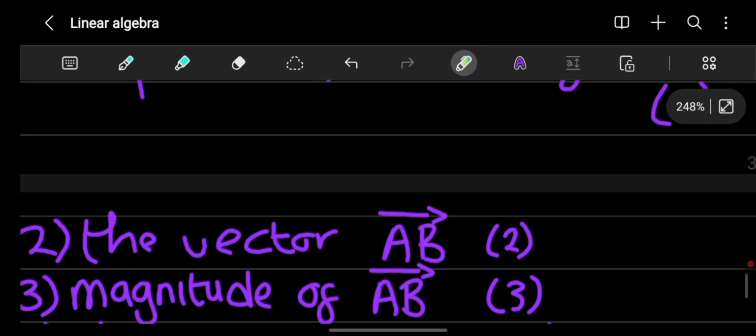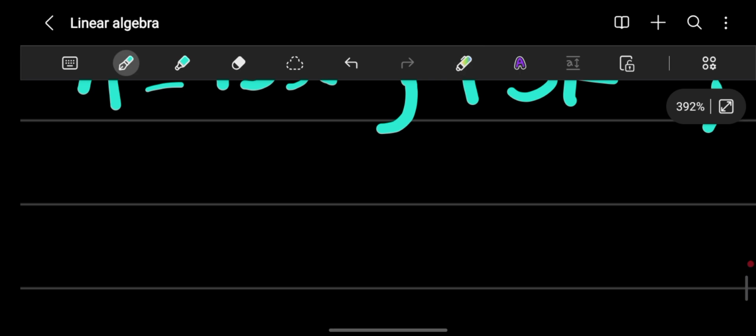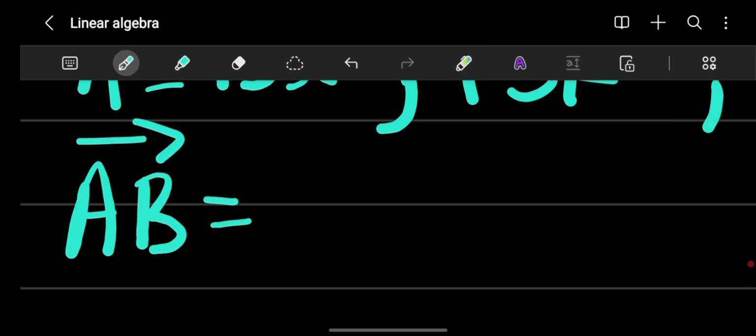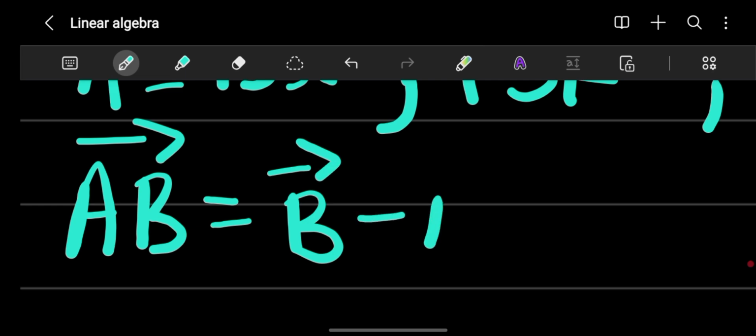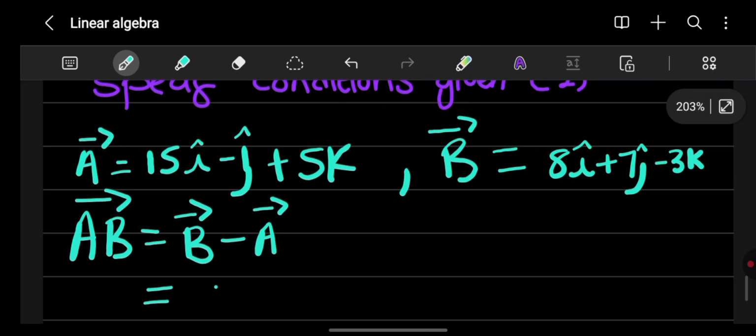They're saying we must find the vector AB. Remember how you find AB. I think I do have a recording for that. So AB is basically the vector B minus the vector A, which in this case, B is 8, 7, negative 3.